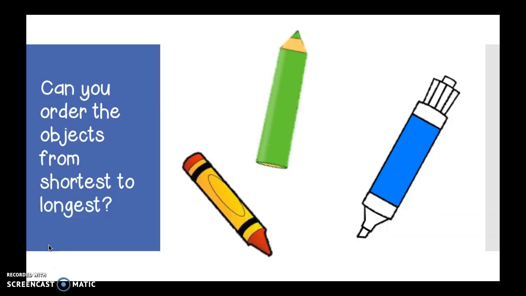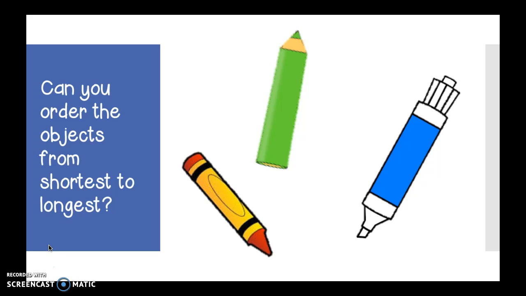Let's look at these objects. The question says, can you order the objects from shortest to longest? Well, of course we can, because we know how to line them up. But friends, we can't do it when they look like this. They're too spread out, and they're kind of close in length, so it's going to be difficult to see.